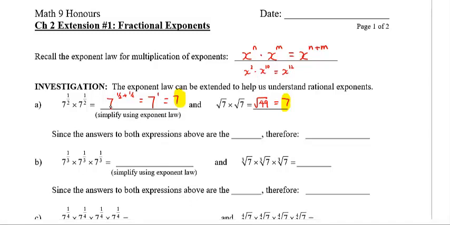So if they are both equal to 7, therefore, what do we know? Well, I guess this piece must equal this piece, and that piece must equal that piece. So therefore, I think what you've concluded is 7 to the power of a half is the same thing as the square root of 7. Interesting. Okay, now let's take a look at the next one.